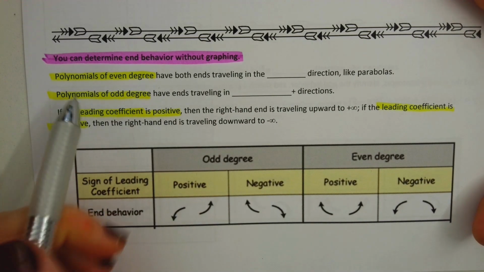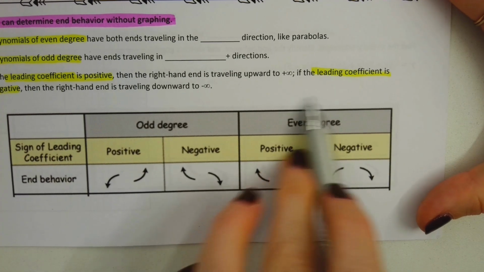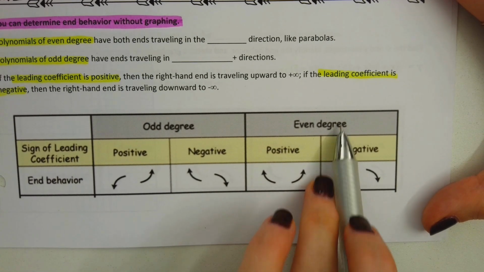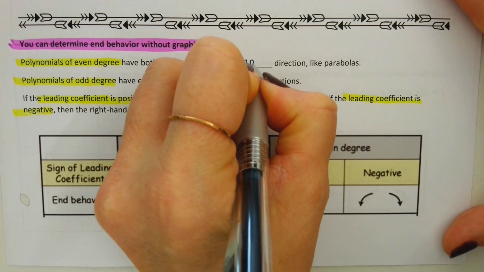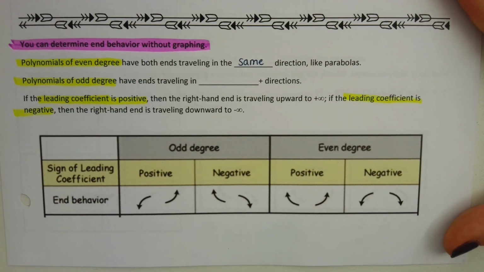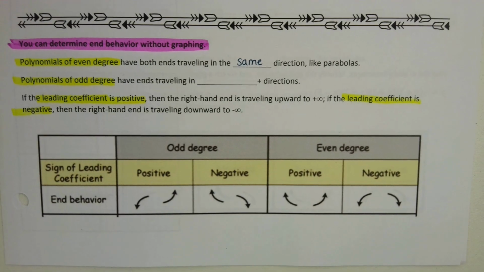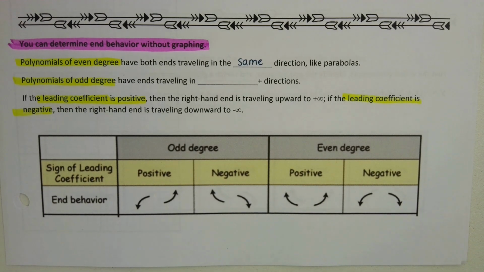Polynomials of even degree, as you can see in the table, have both ends traveling in the same direction. This is very similar to a parabola. If you think about a quadratic, either both pieces of a parabola go up or both pieces go down. And it's the same for every even degree. So if it's a 4th degree, both ends will go up or both ends will go down. If it's a 6th degree, same thing. Both go up or both go down.